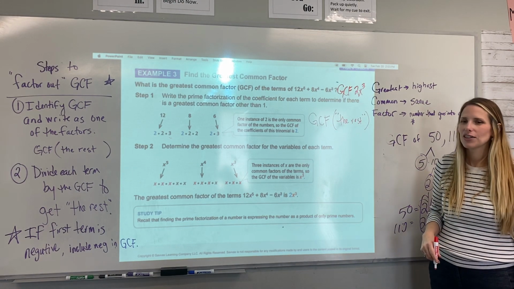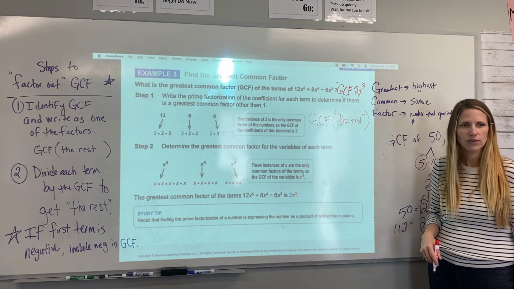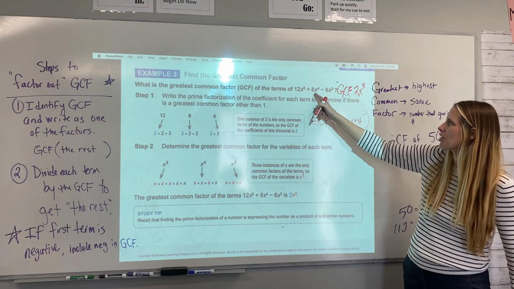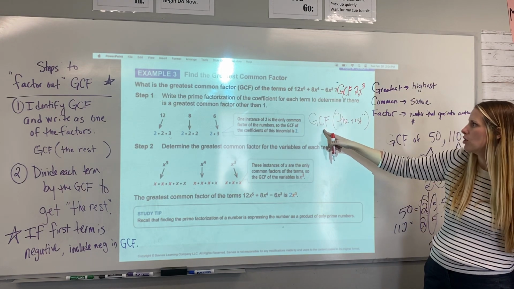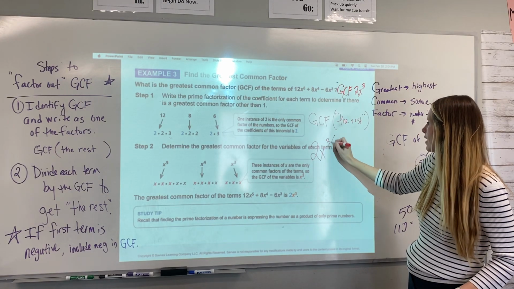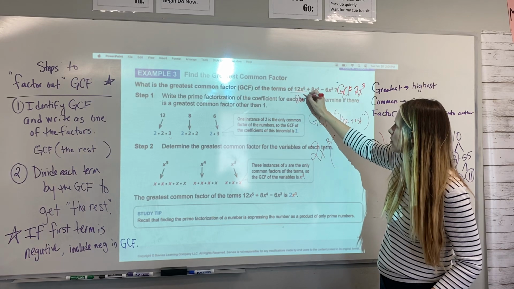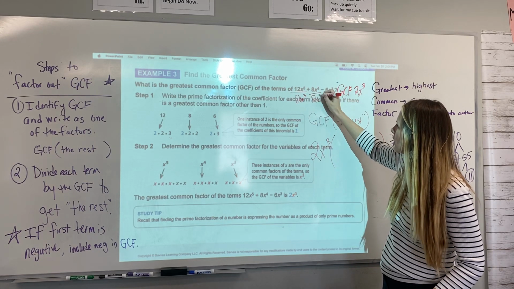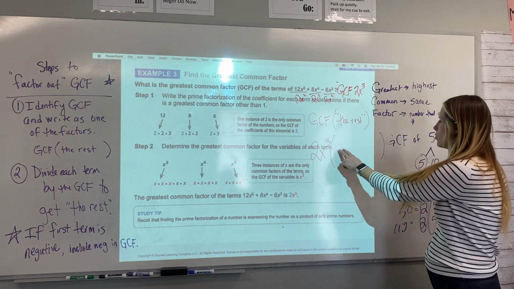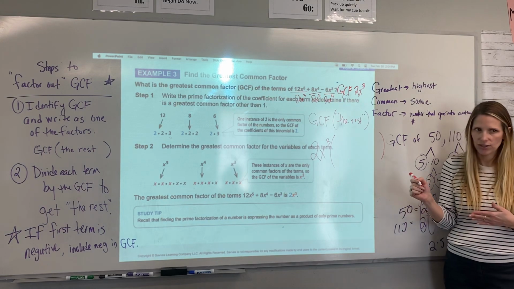How do we get the rest? Divide each term by the GCF. Divide each of the terms by the GCF. So once we get our GCF, 2x cubed, then we take each of these terms, divide by our GCF, 2x cubed, and that will give us the terms inside of the other factor.